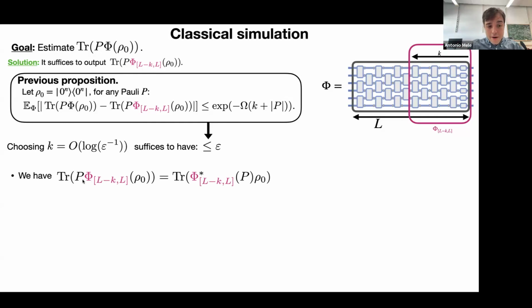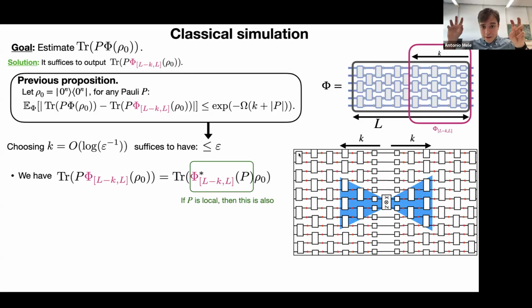We have our expectation value here, and we take the adjoint of this channel on the observable, the Pauli. Now, if P is local, just Z1 for example, and this phi is a geometrically local quantum circuit, just a few layers, k layers, where k is a constant, then this will also be local, and this observable can be local. I will now expand a bit on this point.